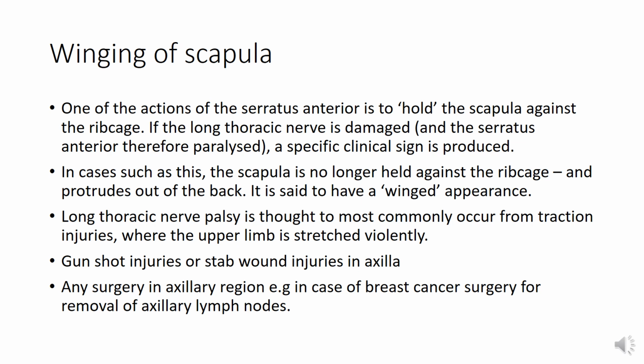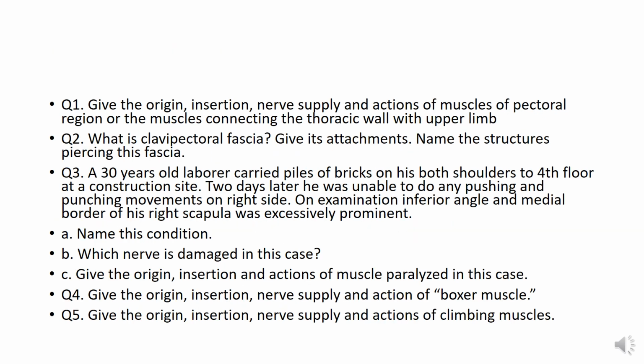Long thoracic nerve palsy is thought to most commonly occur from traction injuries where the upper limb is stretched violently, gunshot injuries or stab wound injuries in the axilla, or any surgery in the axillary region, for example in case of breast cancer surgery for the removal of axillary lymph nodes.